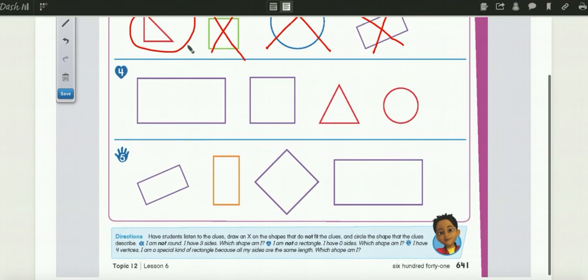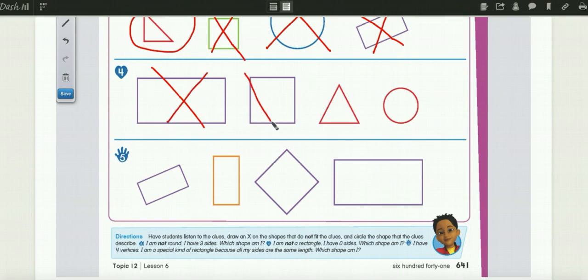Let's look at number 4. I am not a rectangle. I have 0 sides. Which shape am I? So we're going to cross out all the rectangles. That leaves us with 2 shapes left. The last part of the clue says I have 0 sides. A triangle has 3 sides, so that's not our mystery shape. Our shape is a circle.